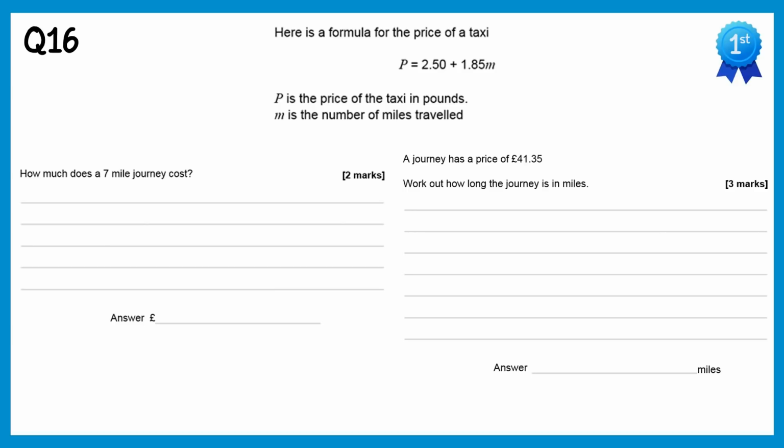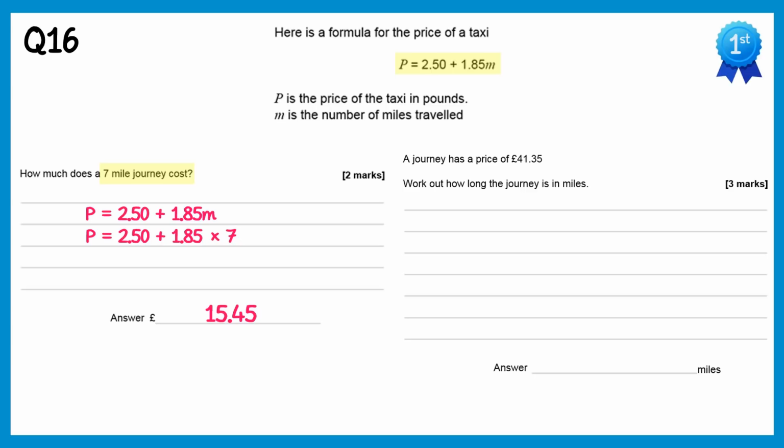For this question, we're trying to find the cost of a 7-mile journey. We have the formula from the question, so we'll write that out, and then we'll write it out again, but substitute m for 7 since we know it's 7 miles. So we get p equals £2.50 plus 1.85 times 7. If you type this into your calculator, you'll get the answer £15.45.